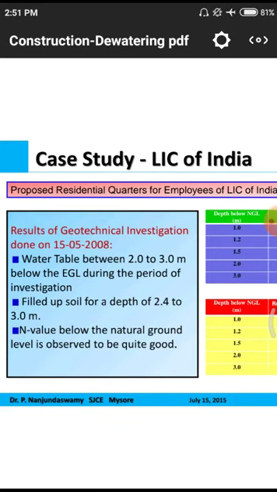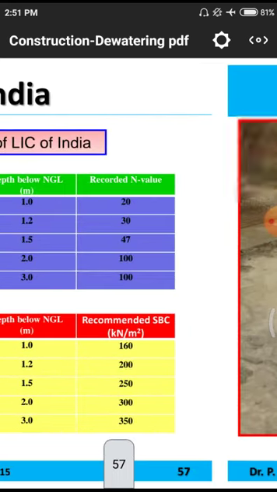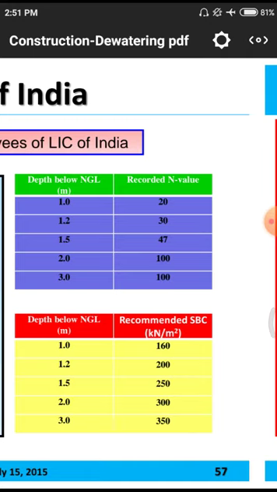Results of the geotechnical investigation on 15/5, that means May 15th, 2008. What they got is a water table between 2 to 3 meters from the ground level during the period of investigation. That means on that particular date the water level is about 2 to 3 meters. Filled up soil for a depth of 2.4 to 3 meters. That means from 2.4 to 3 meters they have to fill the soil, and the values below the natural ground are observed. Previously we have to observe this depth with respect to N value, and depth with respect to soil bearing capacity.